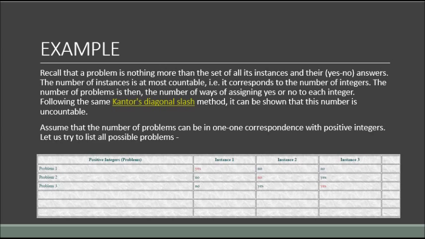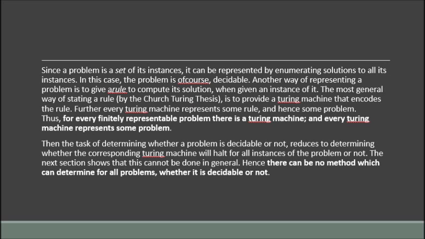From the above table, consider the entries in the diagonal elements marked red. This corresponds to a problem: yes, no, yes. Now invert this problem, that is, make all yeses into nos and all nos into yeses. We get a new problem: no, yes, no. Clearly, this problem cannot be the first in the list since it differs in the first entry. It cannot be the second as it differs in the second entry, and so on. Thus, this problem is not in the list. Hence, there are more problems than there are positive integers.